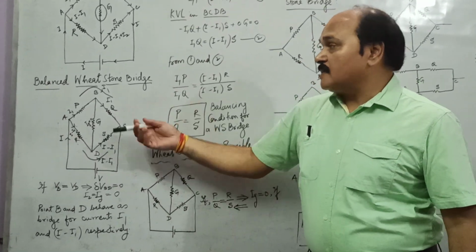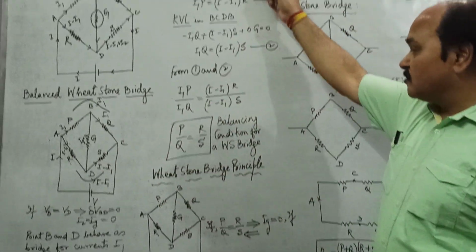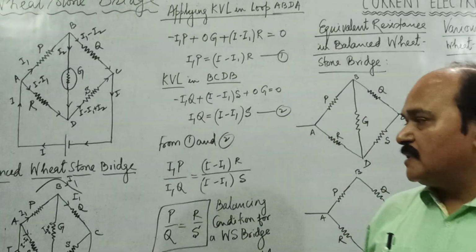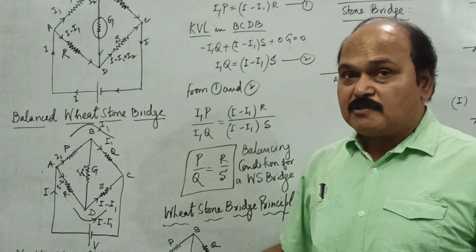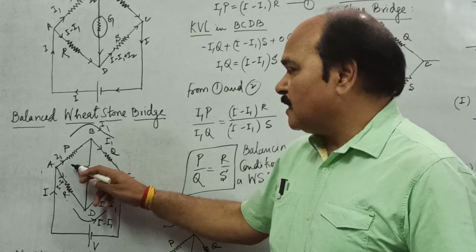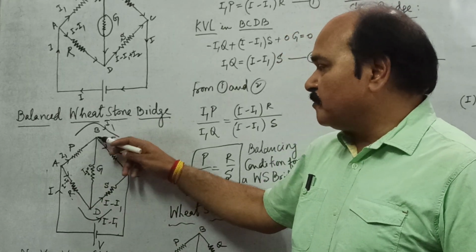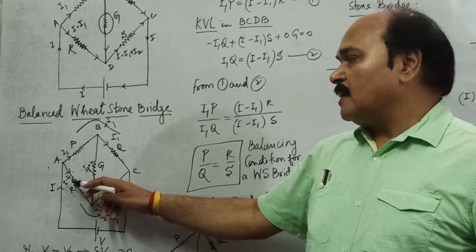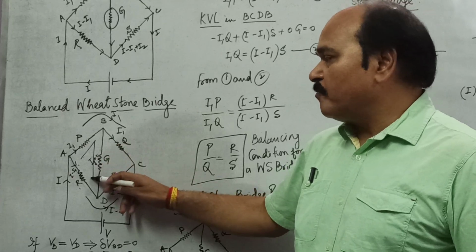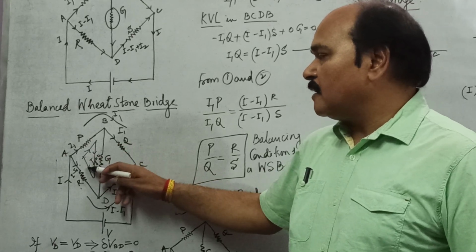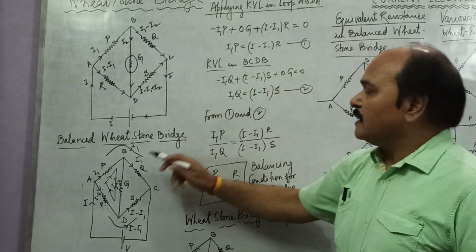Well, under what condition is this Wheatstone bridge balanced? That mathematical condition is deduced before you. Look at this loop A, B, D, A. This is balanced Wheatstone bridge. So in this loop, the current is flowing from P, I1, from G, 0, and from R, I minus I1. If we apply KVL in this loop, apply KVL in loop ABDA.